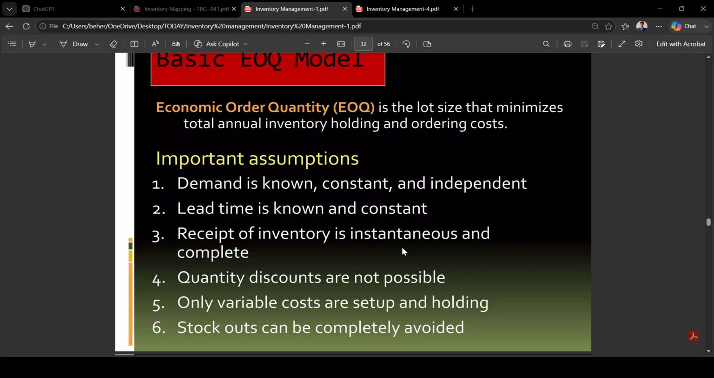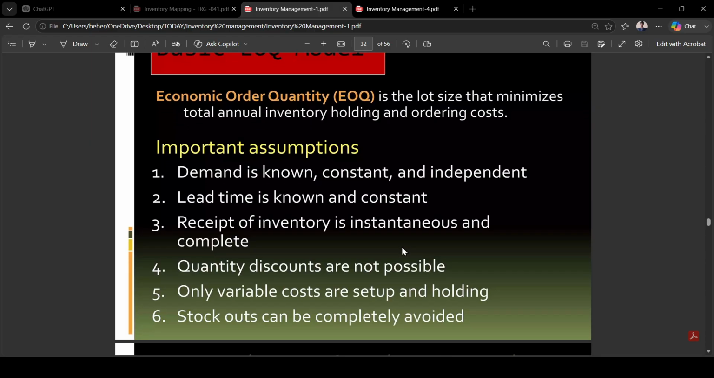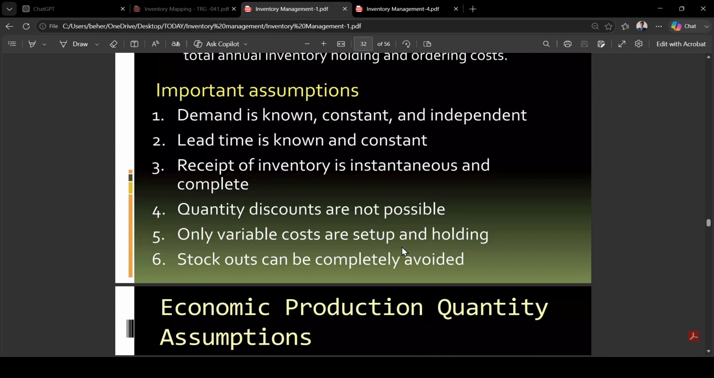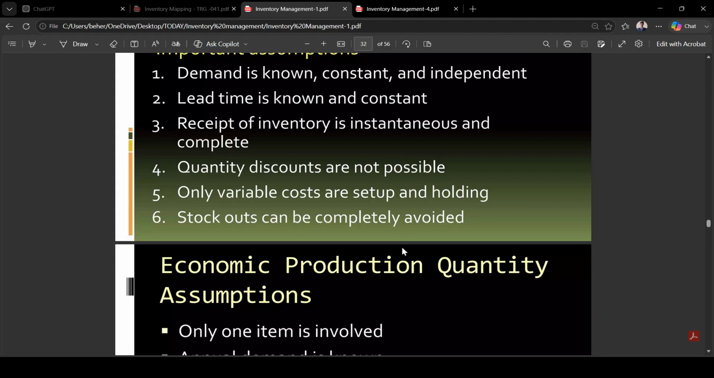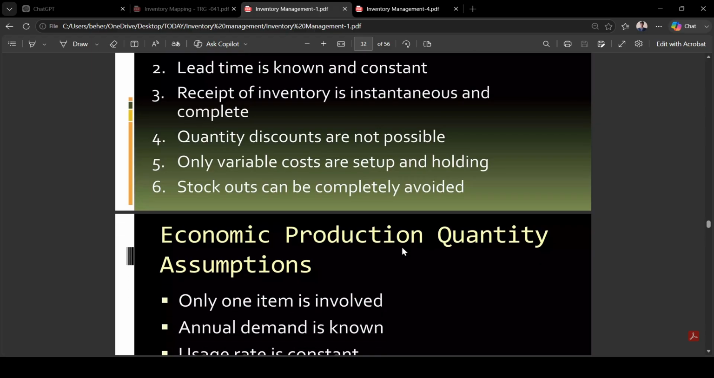Economic order quantity is the lot size that minimizes total annual inventory holding and ordering cost. Important assumptions: demand is known, constant and independent. Lead time is known and constant. Receipt of inventory is instantaneous and complete. Quantity discounts are not possible. Only variable costs are setup and holding. Stockouts can be completely avoided.